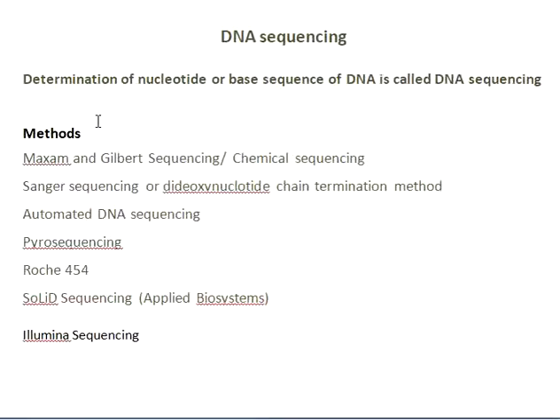Since the past we have had several different methods for DNA sequencing, like the first one, Maxam-Gilbert sequencing, which is also known as chemical sequencing, Sanger sequencing, also known as the dideoxy chain termination method, automated DNA sequencing, pyrosequencing, Roche 454, SOLiD sequencing, and Illumina. Out of these, today we are going to introduce the Maxam and Gilbert sequencing method.